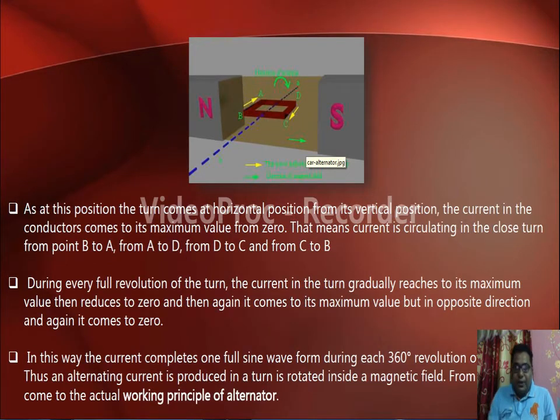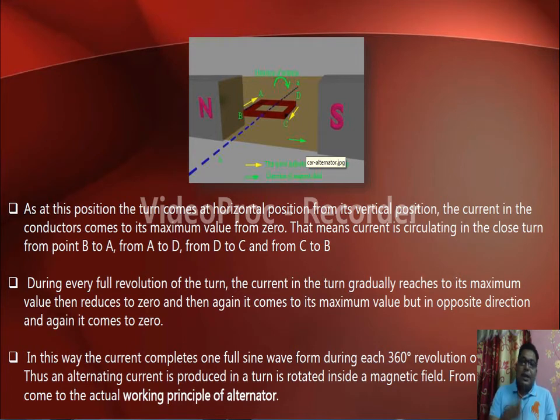Now the last point. Here you see that the conductor arm is rotated 180 degrees. That means the AB arm is now at the north pole and the CD arm is at the south pole. Here, as you can see, the current direction is shown. From D to C the current is flowing, and from B to A the current is flowing. So we can say that at this location again maximum current is flowing through the conductor. But what is the problem?